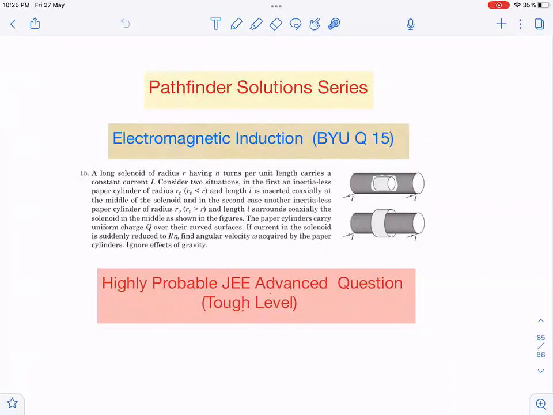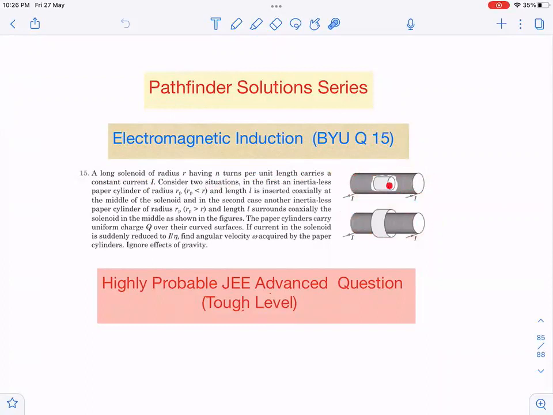So this is Build Up Your Understanding, question 15 from the book Pathfinder, from the chapter of electromagnetic induction. The question is, there is a long solenoid of radius r, it has n turns per unit length and it has a current I. You can see these two figures. So there are two cases. First case is for the first figure and the second figure corresponds to the second case.